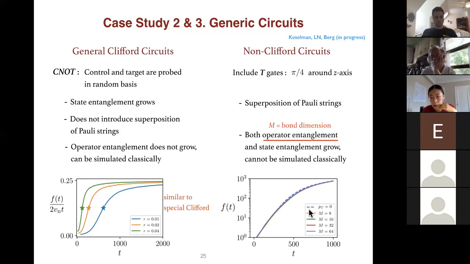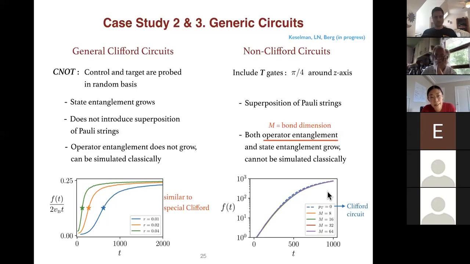And moreover, this dashed line here is actually when the T-gate probability is zero, when you do not have T-gates. So this corresponds to the Clifford circuit case. So you see that the Clifford circuit case compared to the non-Clifford circuit case, again, you cannot tell the difference.